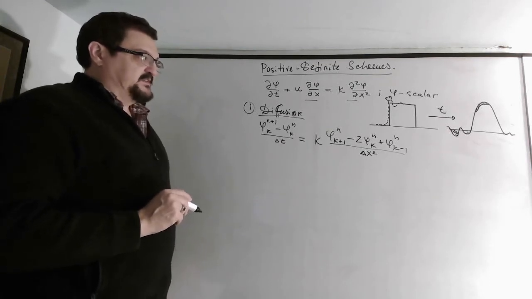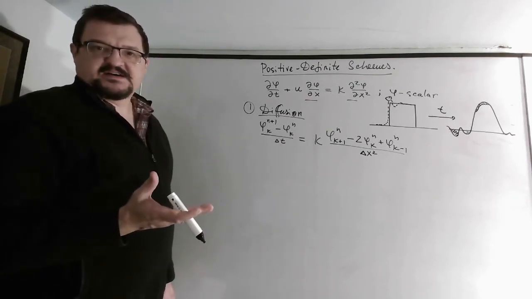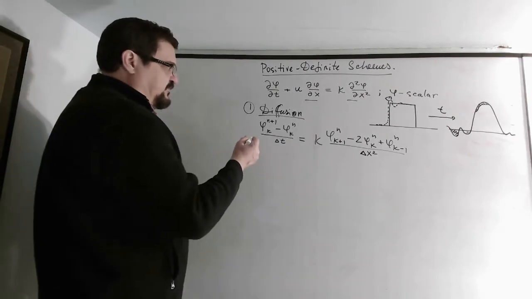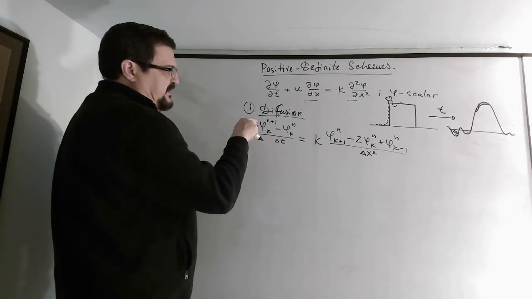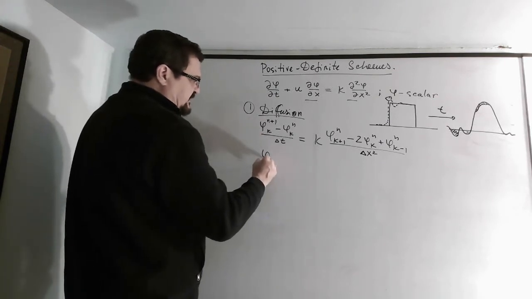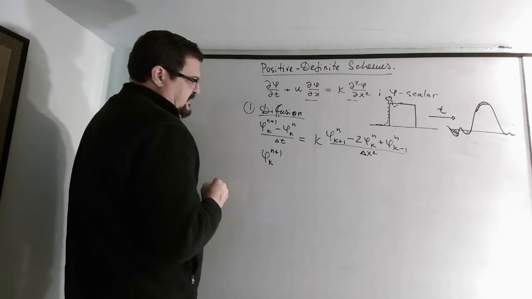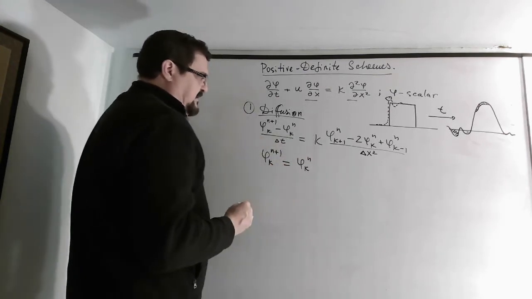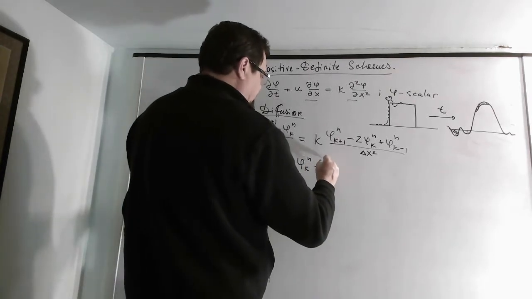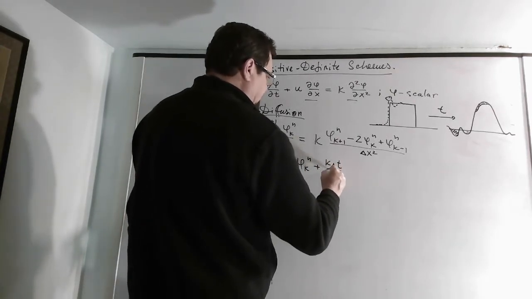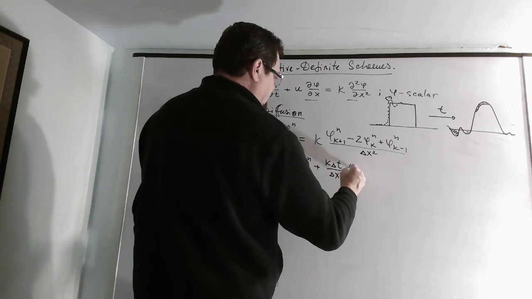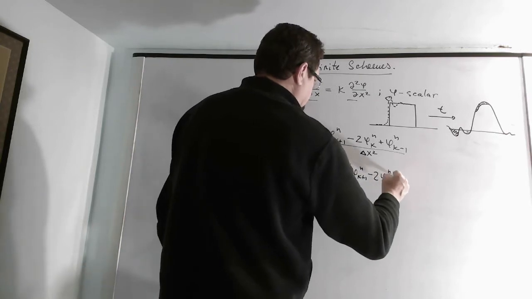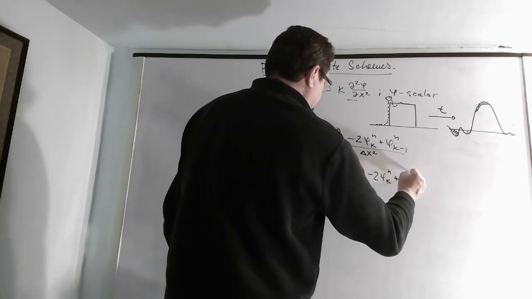Well, great. So is it positive definite? Does it preserve the sign? For that, let's write it in a slightly different form, putting all n plus 1 on the left hand side, which is just one variable here, like that: phi_k^{n+1} equals phi_k^n plus k delta t divided by delta x squared times (phi_{k+1}^n minus 2 phi_k^n plus phi_{k-1}^n).